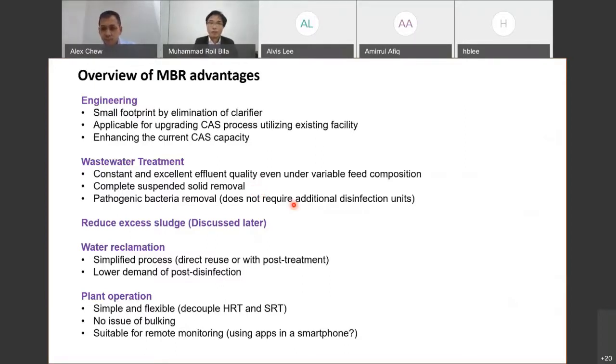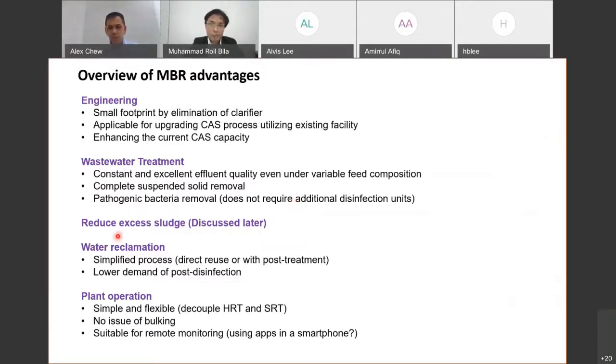Basically, because the size of the virus or microorganism is much larger than the pore size of the membrane, the membrane will be able to eliminate the need for a disinfection unit. So basically, you don't need to use chlorine, you don't need to apply ozone if required, and we also don't need to apply UV treatment when we have membranes.